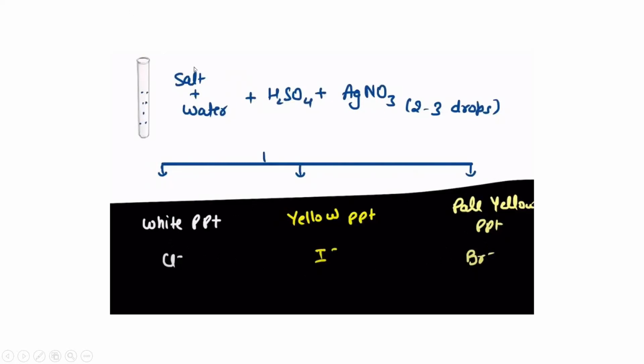What is that? Salt plus water, which is common for all reactions, plus concentrated sulfuric acid plus silver nitrate. So we call it the silver nitrate test, right? If it gives white color, it is chlorine. If it gives yellow color, it is iodine. If it gives pale yellow color, it is bromine, right?